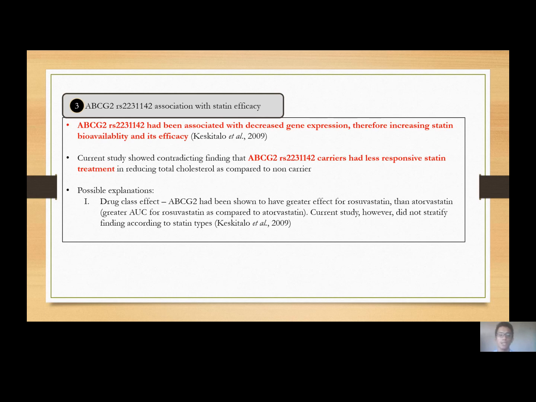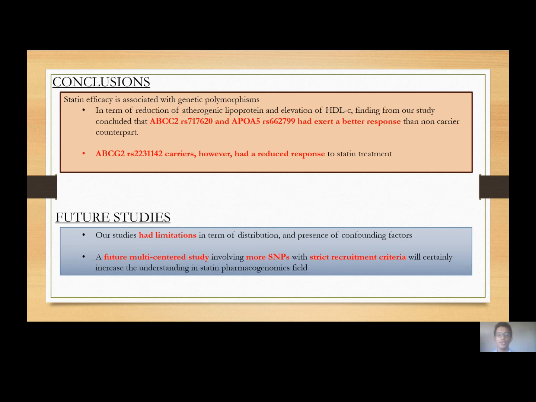As conclusion, statin efficacy is associated with genetic polymorphism, in which we found out that ABCC2 RS717620 and ApoE5 RS662799 had a better response, while ABCG2 RS2231142 had a reduced response. And for future study, we strongly recommend a future multi-centered study involving more SNPs with stricter recruitment criteria, which will certainly help to improve understanding towards this field.